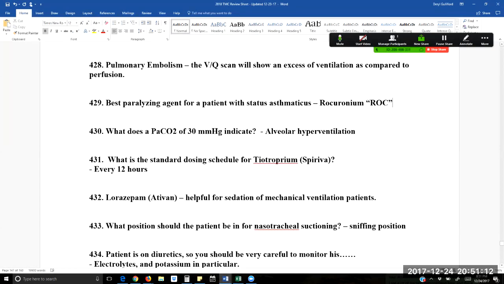What does a PaCO2 of 30 indicate? Well, that indicates alveolar hyperventilation because normal ventilation gives us a CO2 of 40 with a range of 35 to 45. So 30 defines hyperventilation, alveolar hyperventilation.